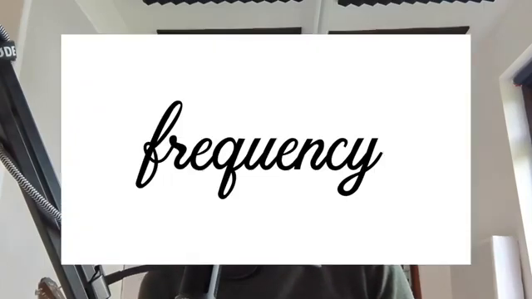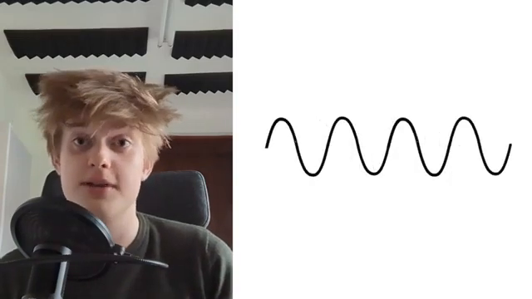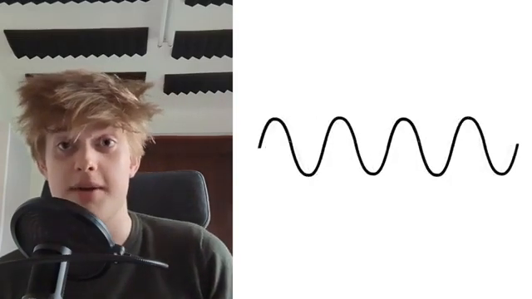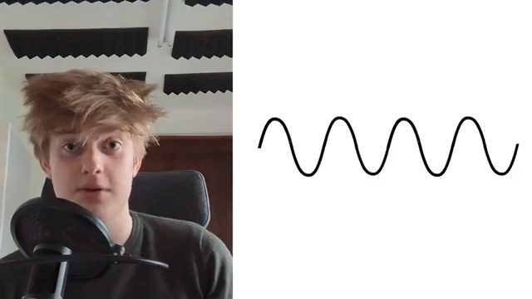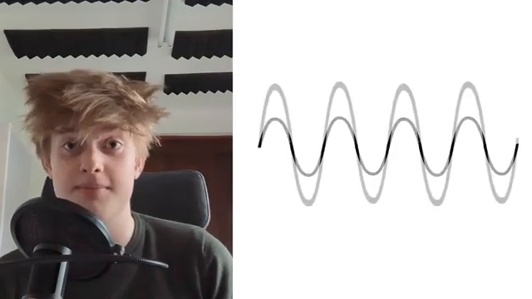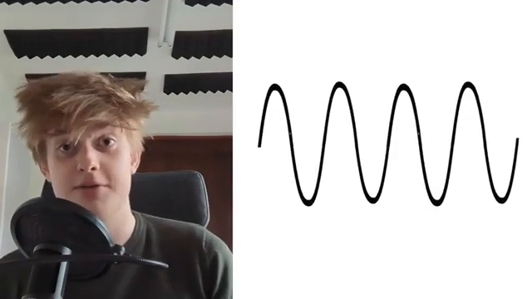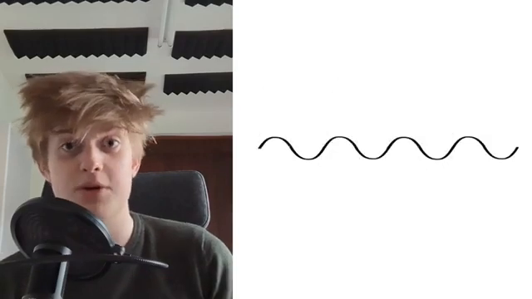We can define a new term to help us think about this: frequency. Frequency is how many times this pattern repeats every second. So, a high-pitched sound will have a higher frequency, and a low-pitched sound will have a lower frequency. We can also think about the amplitude of the sinusoid, or how big it is from top to bottom. We can increase this to make louder sounds, or decrease it to make quieter sounds.